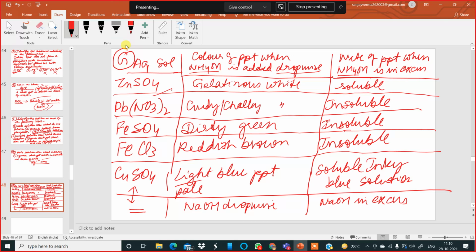Are you getting it? So they'll ask you another question. What do you observe when ammonium hydroxide is added in excess to ferric chloride solution? They'll give you the options: light blue, dirty green, chalky white, reddish brown. So choose the correct answer, and for that it is reddish brown. That is how they'll ask you the question in case of multiple choice questions.